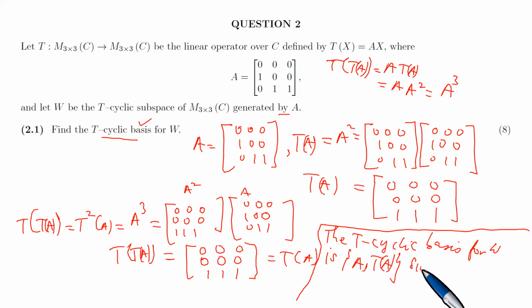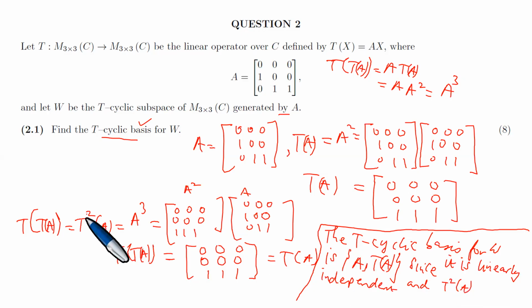Since it is linearly independent. Always, all bases in linear algebra have this linear independence property. And since it is linearly independent, the T squared we got actually became equal to what? T squared became equal to T of A. Okay. Anyway, we're just finding a T-cyclic basis.